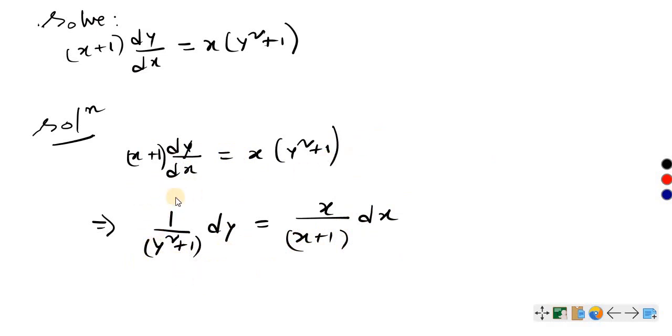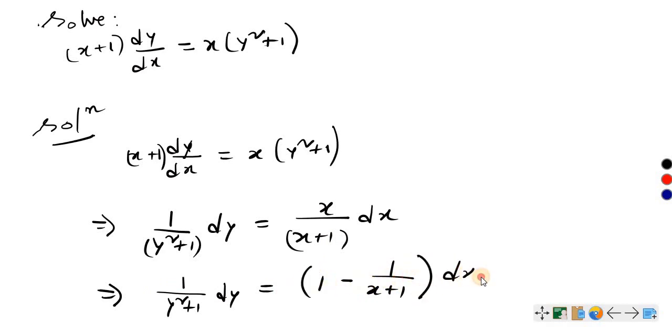So this is a function of f of y and this is a function of phi of x, and now we can proceed further. For that we must know the formulas. Now we have to simplify it further. So 1/(y² + 1) dy equals, this can be written in this way also, 1 minus 1/(x + 1). I hope everyone must agree with this. Okay, so I've written it in this form.